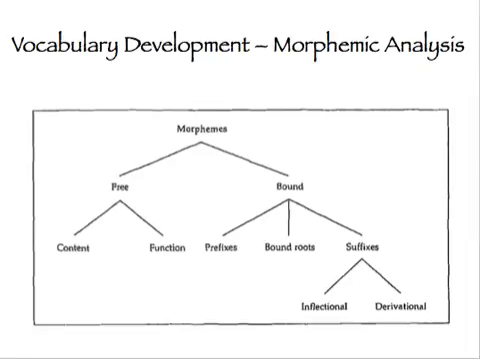Or they may be bound. They cannot stand on their own as a word. And that includes prefixes, bound roots, and suffixes. Bound roots refer to either Latin roots or what I believe linguists call Greek combining forms. Suffixes then are either inflectional or derivational. So that's how this category of morphemes, the smallest meaningful unit in the language, gets divided up. So here we have a graphic organizer.